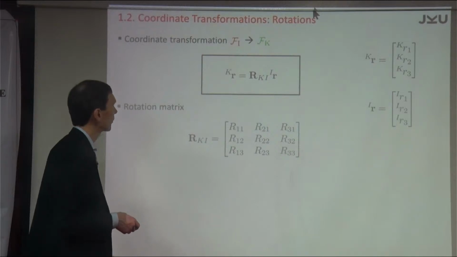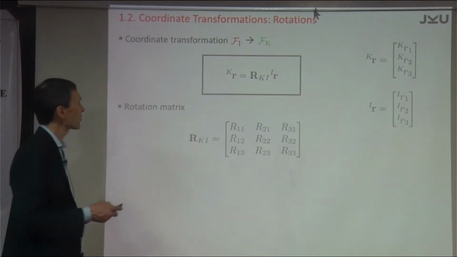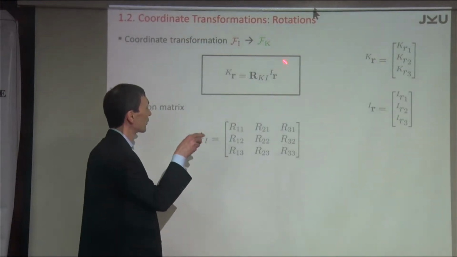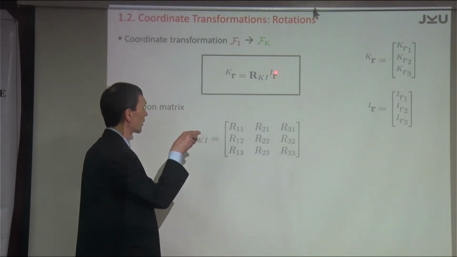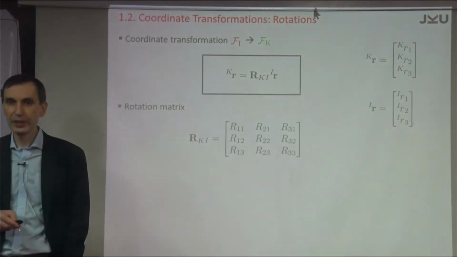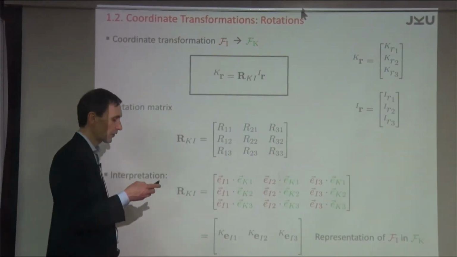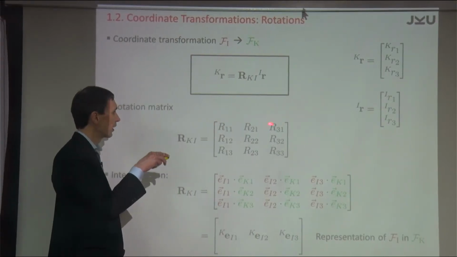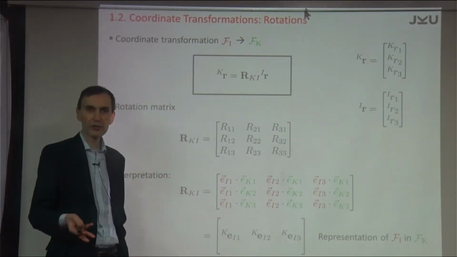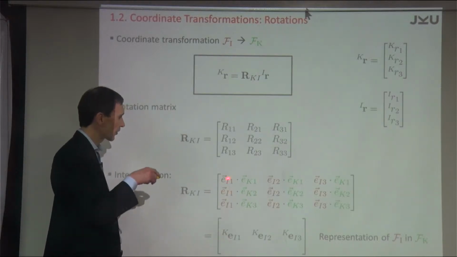That's the point. And this goes via so-called rotation matrices. A rotation matrix is the one that transforms the coordinates in the I frame, for example, to those in the K frame. That's what you normally call the rotation matrix. It's a 3 times 3 matrix, which means nine components, and the components look like this.